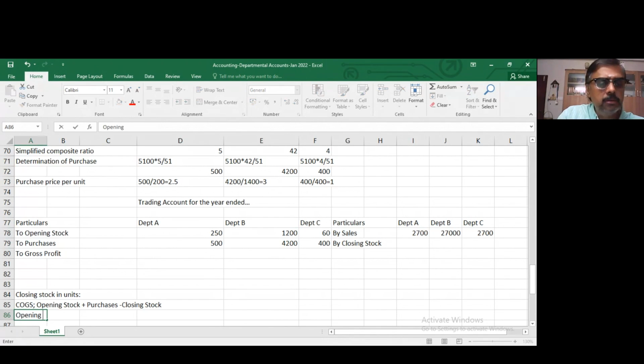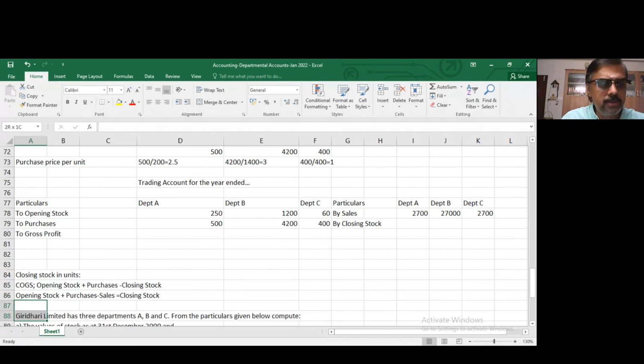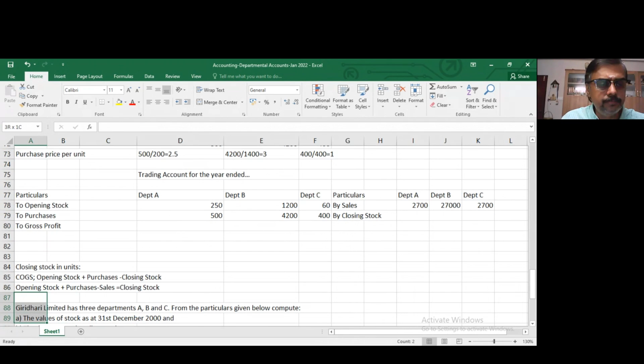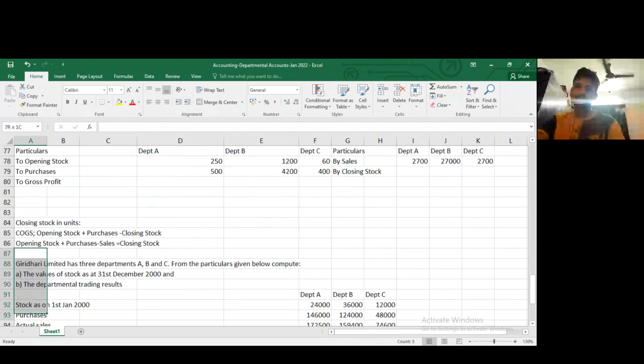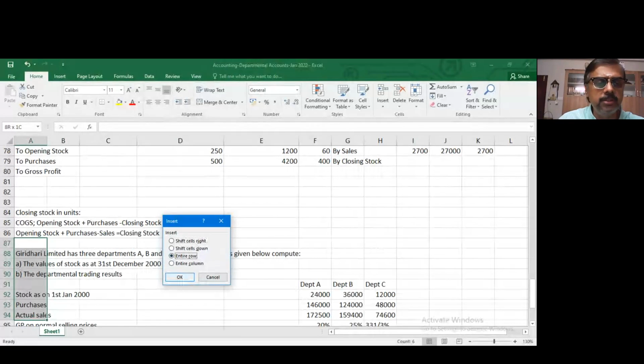So opening stock plus purchases in quantity, all in quantity, minus sales in quantity will give you closing stock. You all agree with this calculation? Opening stock plus purchase quantity minus sales quantity is going to give you closing stock in units. You all agree with this calculation? Yes, sir. Use this calculation for the purpose of arriving at closing stock in units.